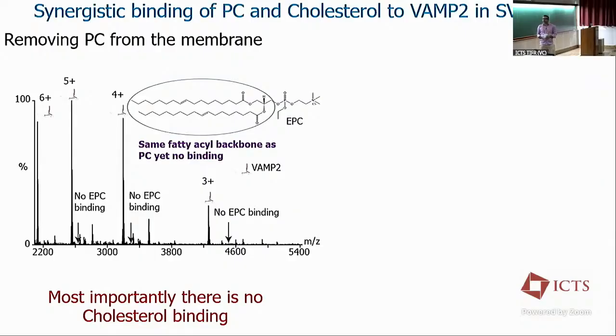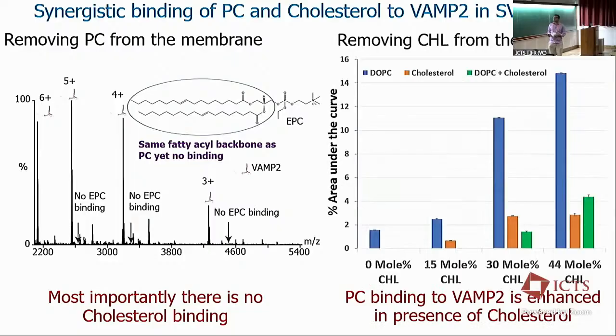And most importantly, in this experiment, we don't see any cholesterol binding, although the same percentage of cholesterol is present there. So that tells us that there is a link between PC, cholesterol, and the protein, a tripartite interaction. Now, if that is the case, then that should also be true when we modulate the cholesterol amount. And when we did that experiment, as you can see, from 0 mole% cholesterol to 44 mole% cholesterol, the PC binding increases linearly. So there is a correlation between PC, cholesterol, and VAMP2 binding in the membrane.